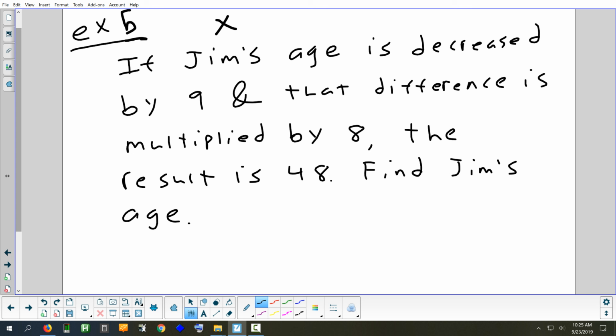All right, what's something that's important here? Everybody tell me something in that first sentence that's important. Yeah, Joe? Age is decreased by 9. Age, right, decreased. I think that's important. And 9, that's something separate that's important.